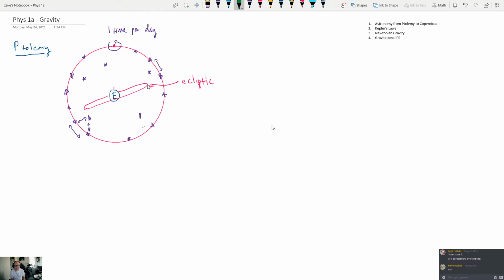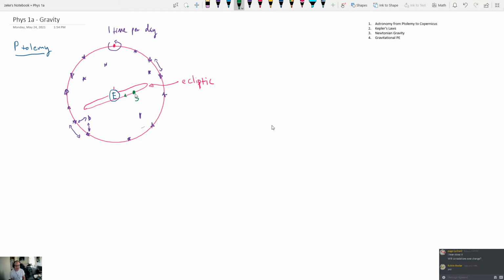So I'm going to use green for the sun. So the sun, here I'll put it right here. So here's the sun. So the Earth is in the center, and here's the sun. And what the sun does is it goes backwards on the ecliptic. So if the stars are rotating in this direction, the sun is going to rotate in the opposite direction. Okay, so the sun moves along the ecliptic.